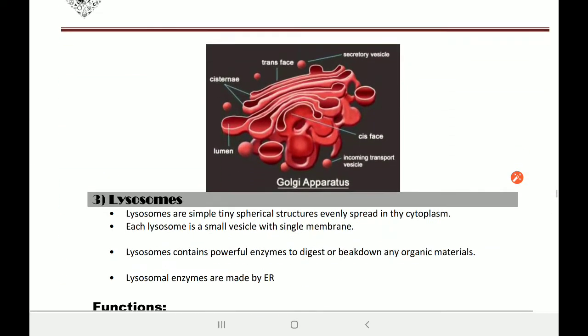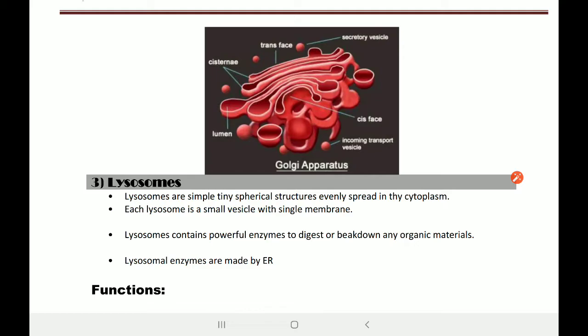Okay, we'll go ahead. This is the Golgi apparatus. You can see that cisternae are there, and then we have vesicles. Could you see this? Fine.